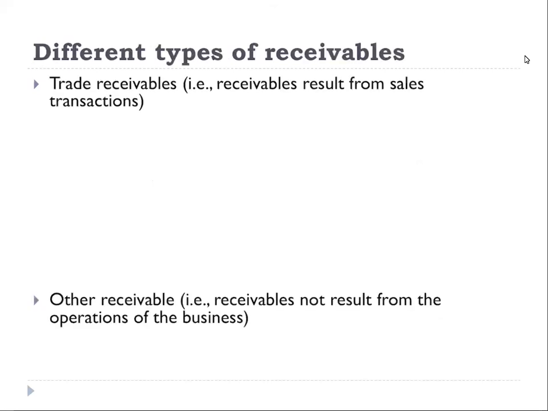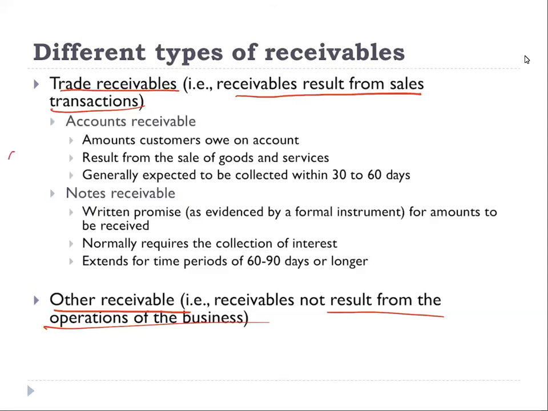And receivables come in different types. One type is called trade receivable. The other type is called other receivables. Trade receivables are basically receivables that result from sales transactions, and other receivables are receivables not resulting from the operation of the business. There are two kinds of trade receivable.